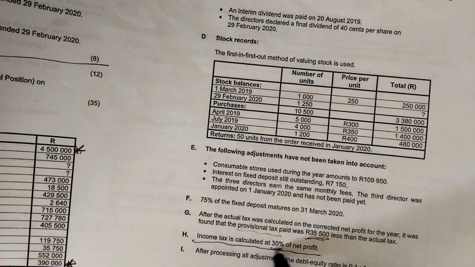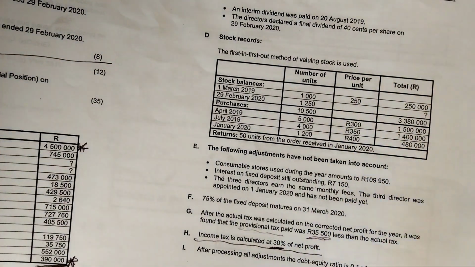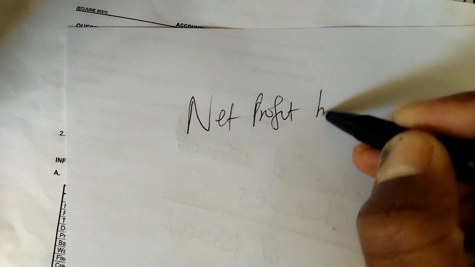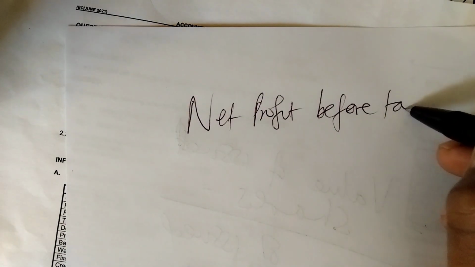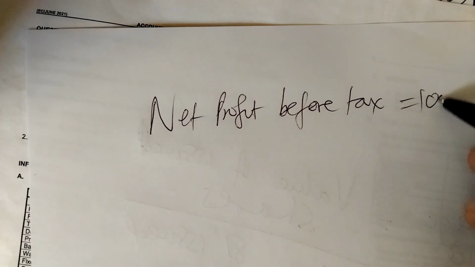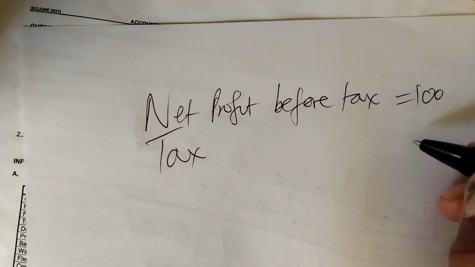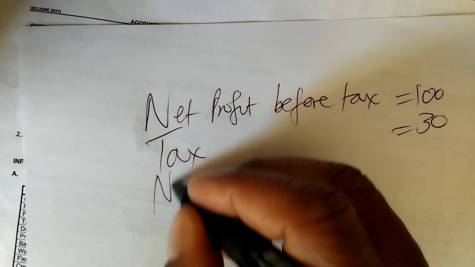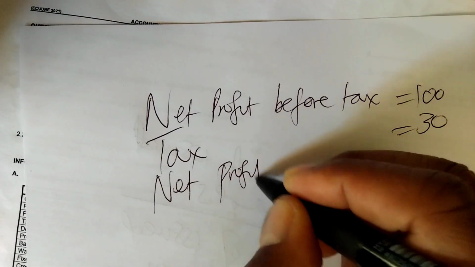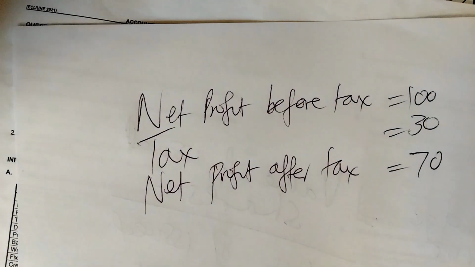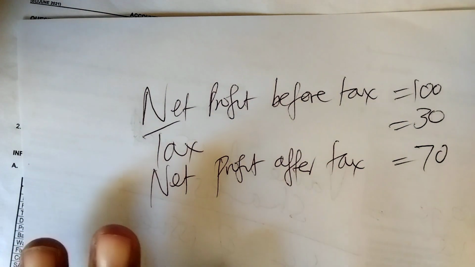Now remember, they are giving you 30% as your tax. So what that means is that I normally say to people, net profit before tax, right, can be denoted with 100. And then your tax, like in this particular case, is a 30, which means your net profit after tax is 70. Right?